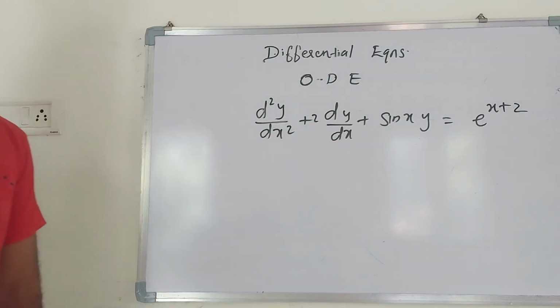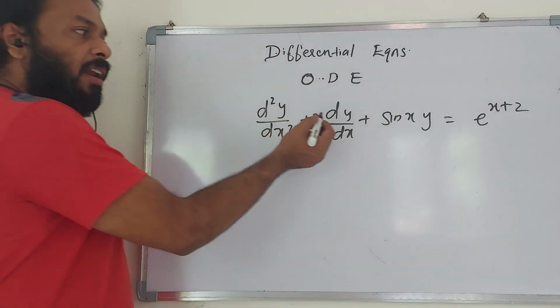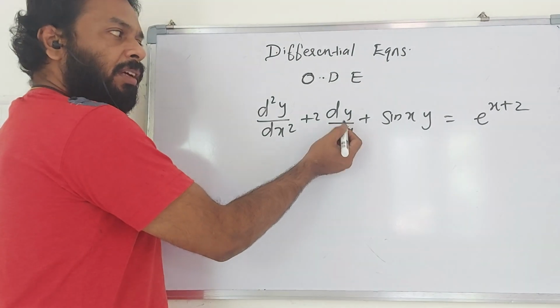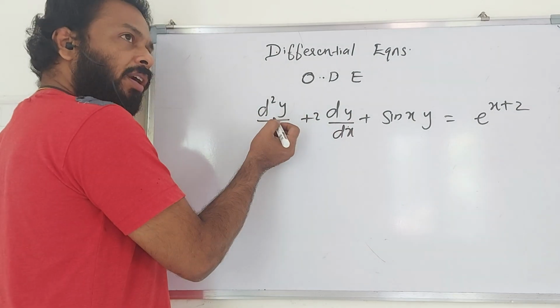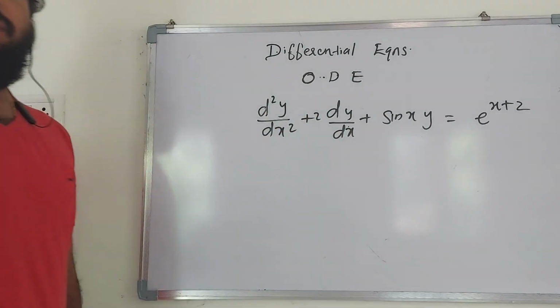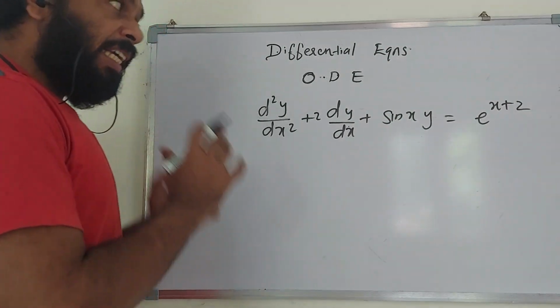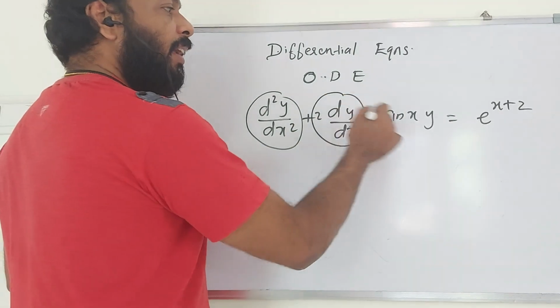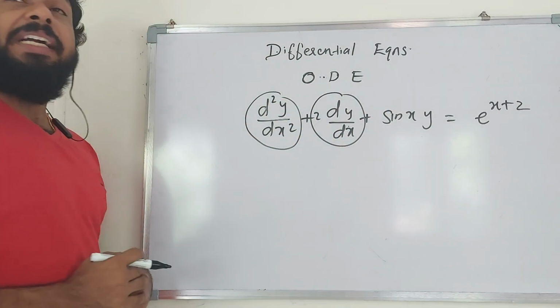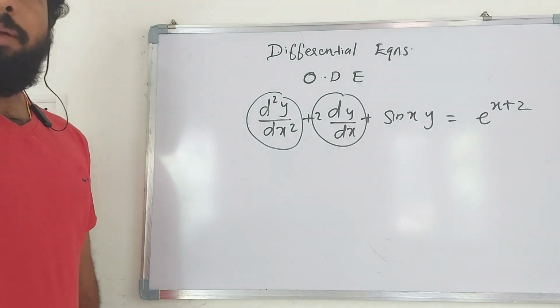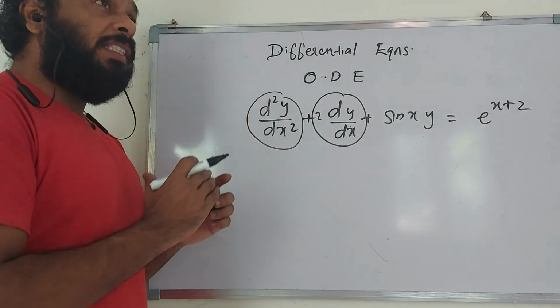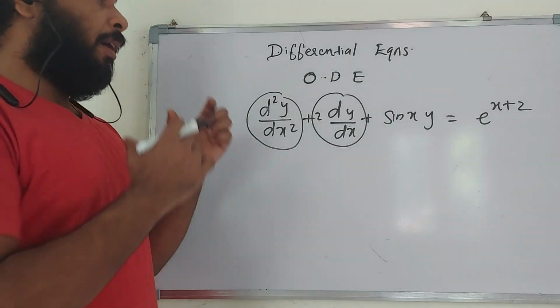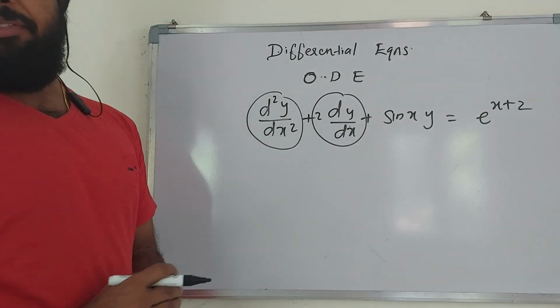Consider this differential equation. Here there are first order derivatives dy by dx and second order derivatives, say d square y by dx square. We consider each term of the differential equation, first term, second term, etc. involving derivatives. Look at each term with a derivative, and consider the term with the highest ordered derivative.